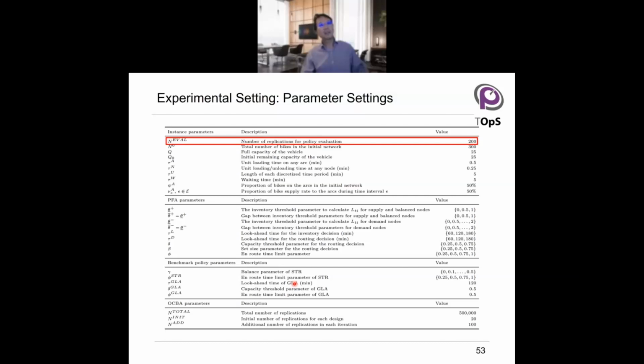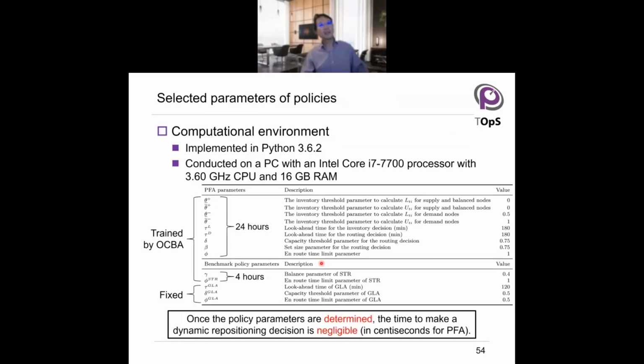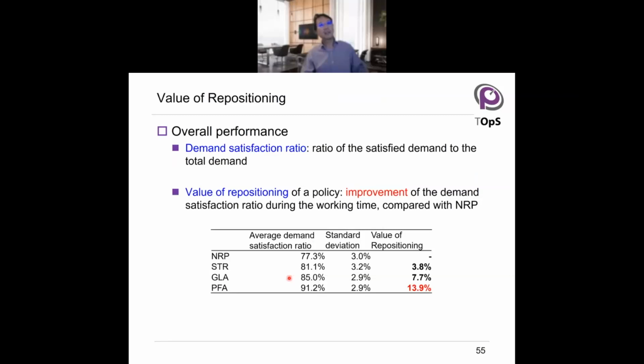And for each policy evaluation, we use 200, basically we replicate 200 days or 200 shifts. We spend about 24 hours to train the parameters of our policy, and because there are only two parameters for the benchmark STR policy, we spend 4 hours to find those parameter values. But once the parameter is decided, making a decision takes only about a centisecond. It is a real-time decision. Looking at the demand satisfaction ratio compared with do nothing, all the policies improve the satisfaction ratio, and of course our policy function approximation performs the best.